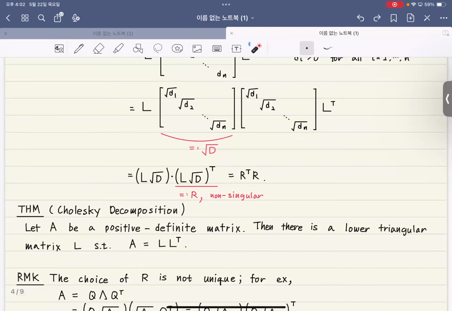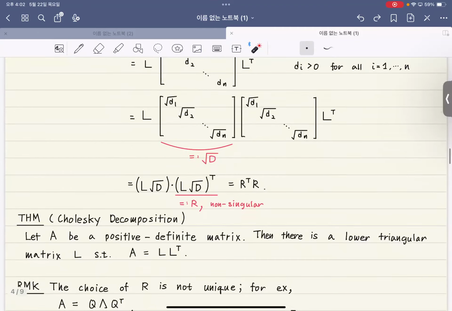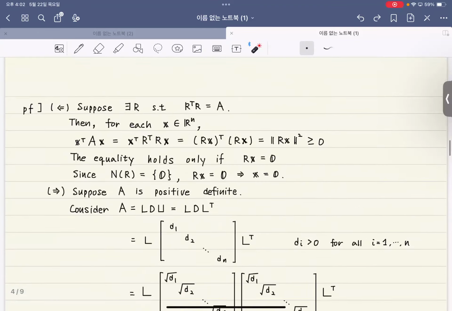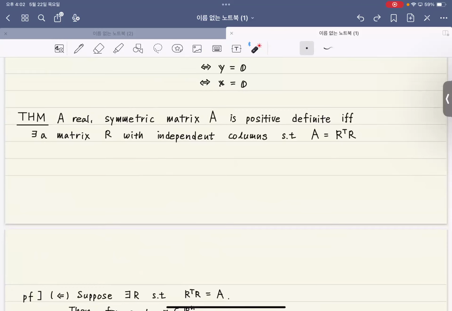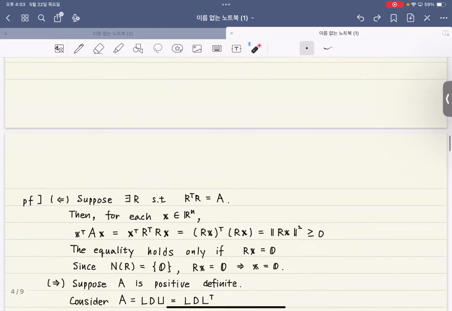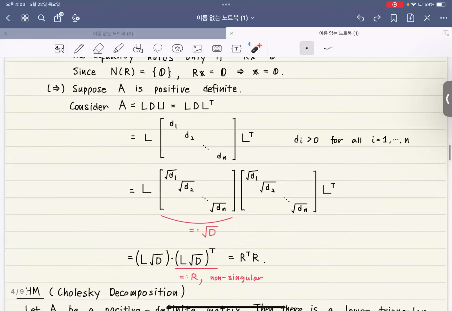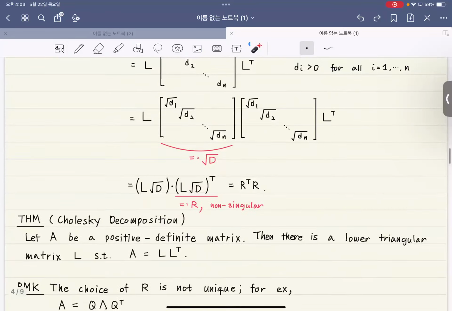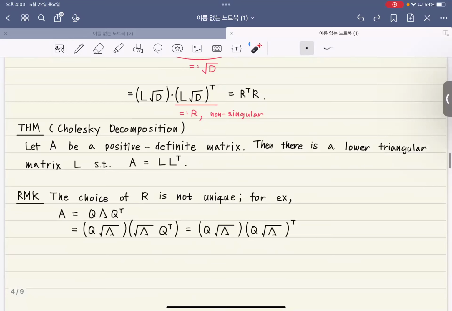I need to tell something more about this decomposition. Going back to the theorem, A is positive definite if and only if I can find such a matrix R. But you have to remember that such a choice of matrix R may not be unique. The Cholesky factorization is one way to obtain such a matrix R, but you can find such a matrix in a different manner.